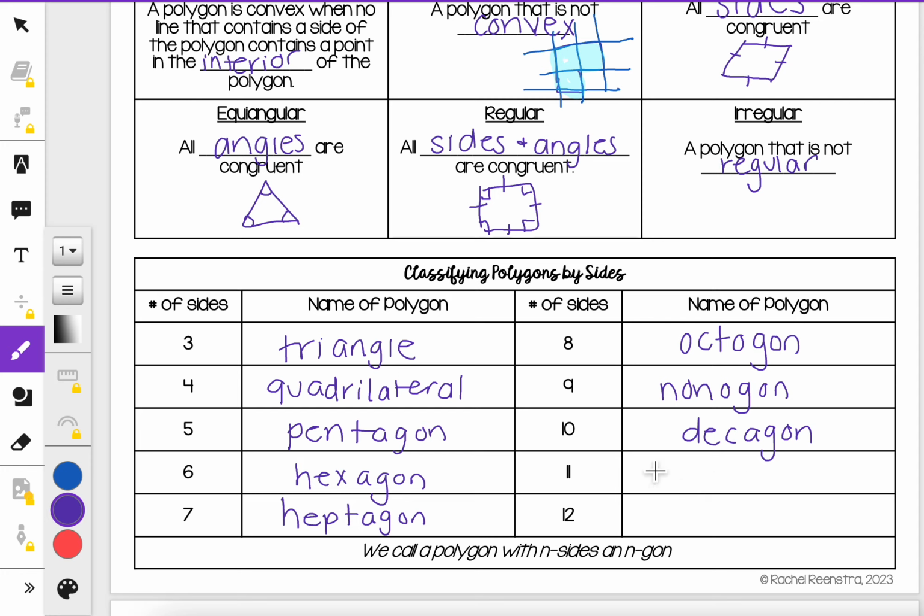11 sides is a hendecagon. And then 12 sides is a dodecagon.